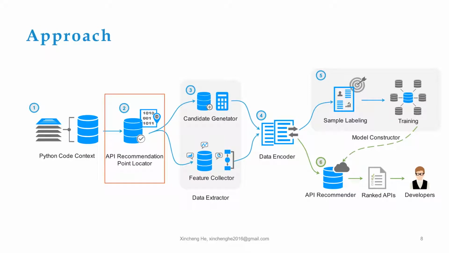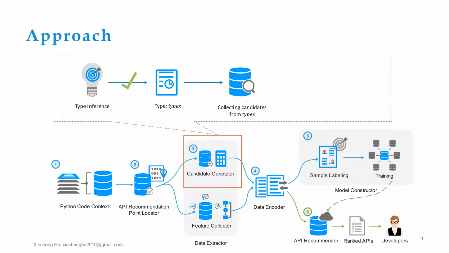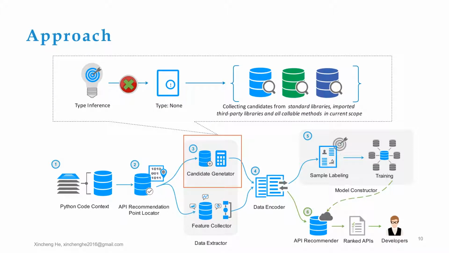Therefore, we propose a novel API recommendation technique designed explicitly for Python. Given a Python code context, PyART first identifies the recommendation point. Then, it performs static type inference for the caller. If the type inference is successful, it takes all the callable methods of the inferred type as candidates. Otherwise, it collects candidates from 3 sources, including standard libraries, imported third-party libraries, and all the callable methods in the current scope. We want to point out that failure of type inference in real time is very common.